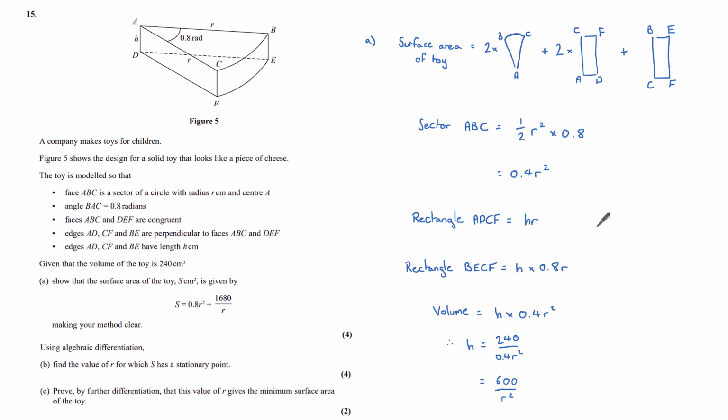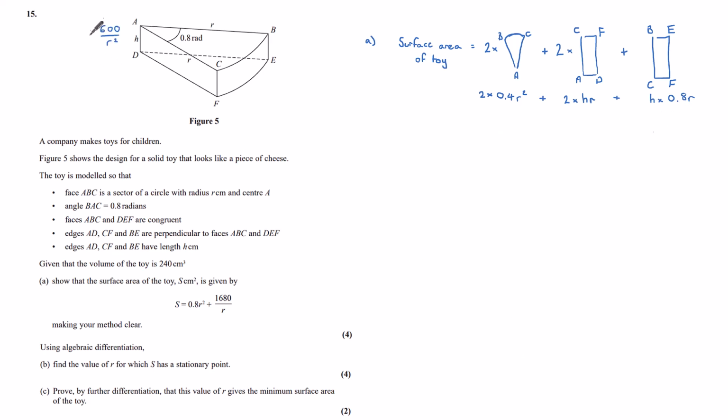So I'm running out of space here. So let's bring together what we've found. I know my surface area to be 2 lots of my sectors. I've found my sectors to be 0.4 R squared. So 2 lots of 0.4 R squared, plus 2 lots of my rectangle, which I've found to be HR, plus my rectangle BECF, which I've found to be H times 0.8 R.